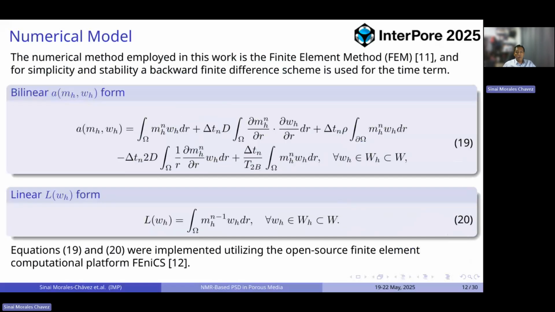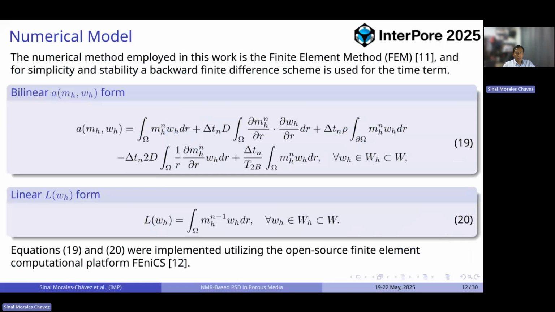To solve the Bloch-Torrey equation in spherical coordinates numerically, we implement a finite element method, which is well suited for problems with complex boundary conditions. In our formulation, we discretize the spatial domain using finite elements, and for the time-dependent term, we employ an implicit Euler scheme. This scheme is unconditionally stable and particularly effective for diffusion-dominant problems like the one at hand.